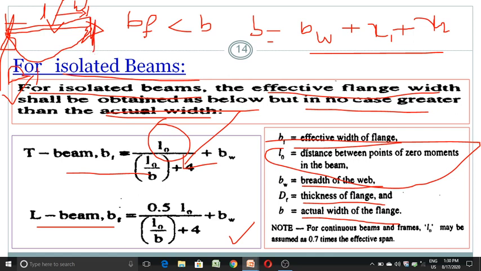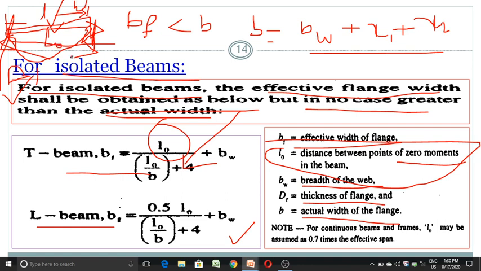So what is the L0? The distance between the zero bending moment points on a beam. So here is a zero bending moment, and this is a zero bending moment on the beam. The distance between these two is called L naught. So this is how we calculate the L naught value.